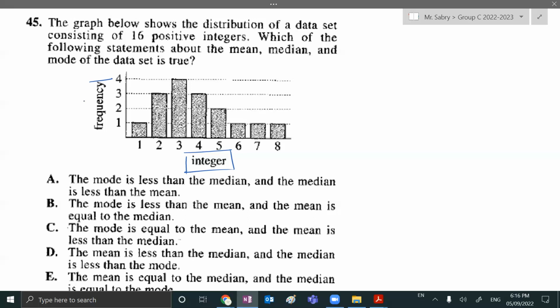This is the mode, 3. Yes, because it's the most repeated one. But Mr., is it according to the frequency or the integer? No, the frequency. The integer is just the data. The integer 3 means the number 3 is repeated, and its frequency is 4 times. So the 3 is repeated 4 times, the 4 is repeated 3 times, the 5 is repeated 2 times, the 6 once, 7 once, 8 once.